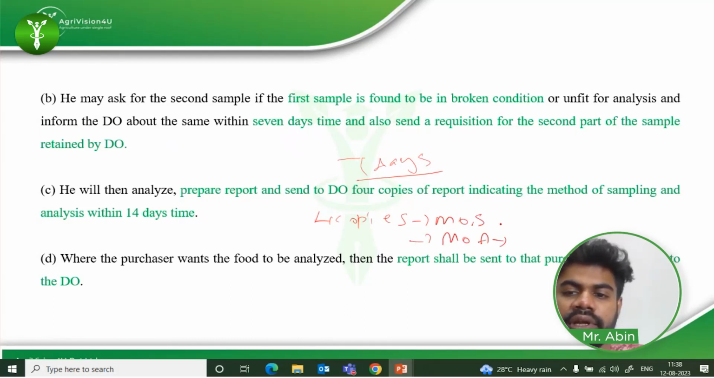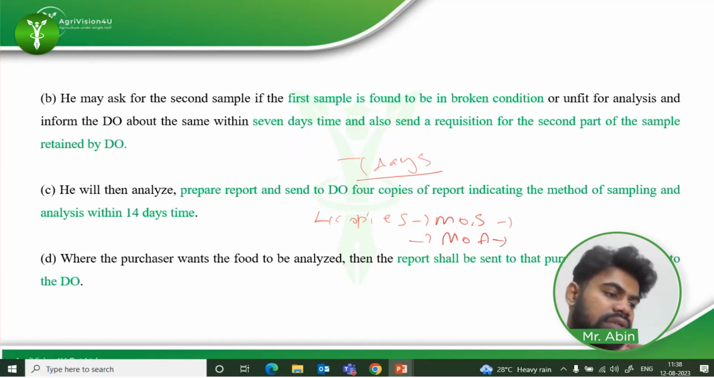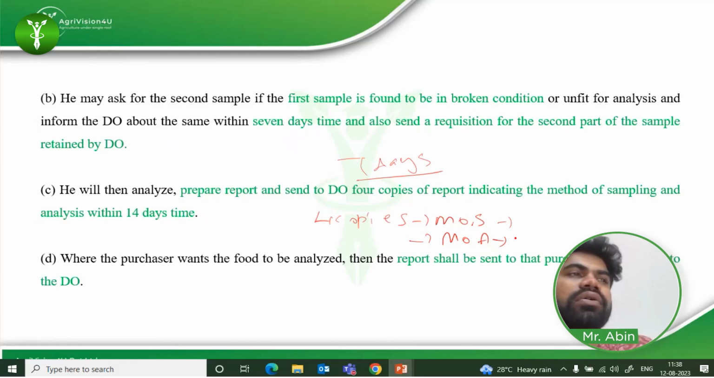method of analysis. Method of sampling also you will be knowing, right? There are so many sampling methods, like random sampling, then probability sampling and all those things. And method of analysis, like if he tests for any heavy metals, for example lead or mercury, then he will be sending that method of analysis also. It will be like AAS, for example atomic absorption spectroscopy, or say ICP.